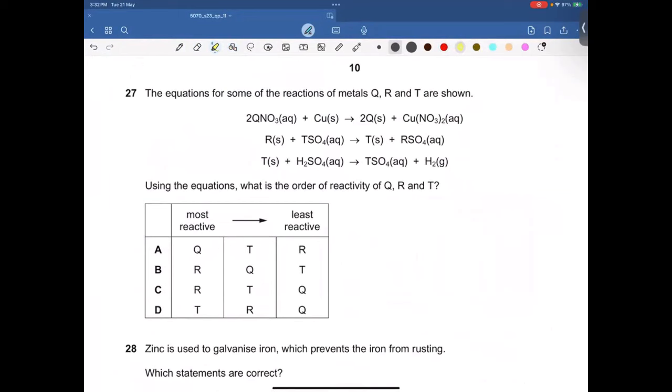Question 27. The equations for some of the reactions of metals Q, R, and T are shown. QNO3 plus copper gives this. R and TSO4 gives this. Using the equations, what is the order of reactivity of Q, R, and T? First of all, R is more reactive than T because R can displace T in the form of metal. So R is more reactive than T.